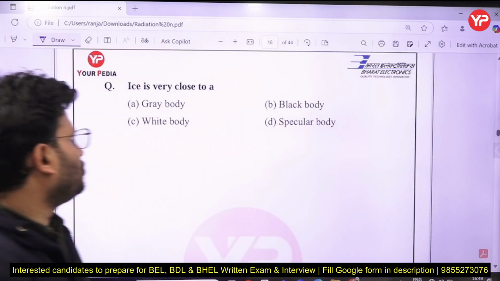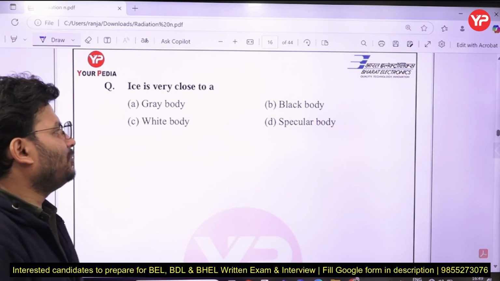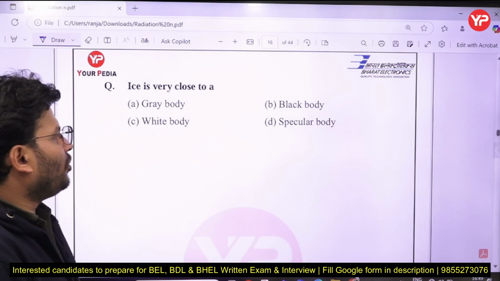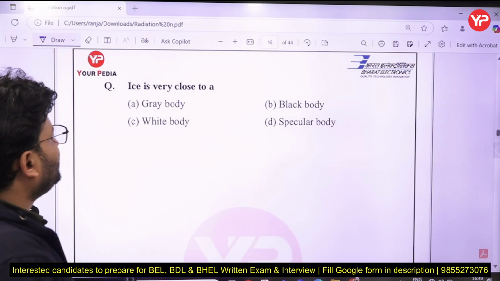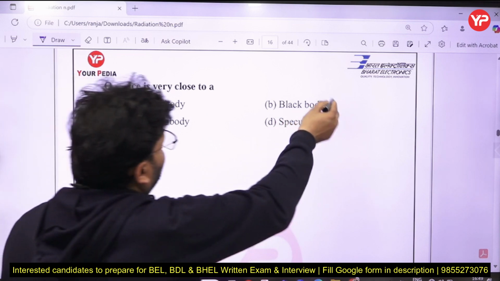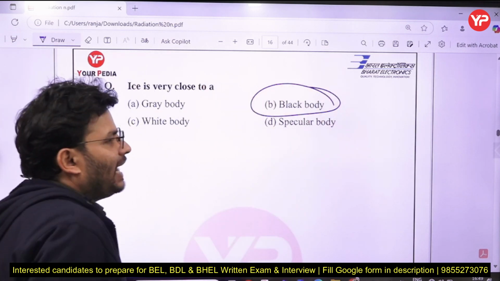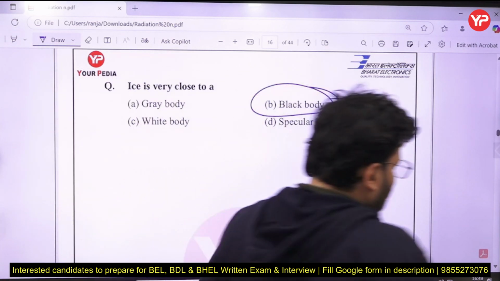Ice is very close to what? Ice can be considered a grey body, black body, white body or specular body. What is ice, my dear friends? Close to what? We can say black body. Ice is close to a black body.